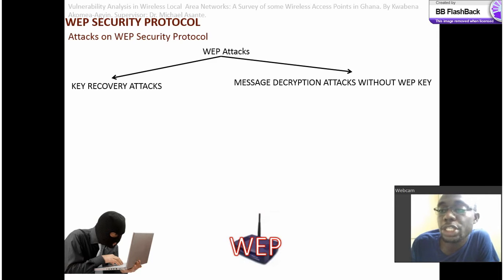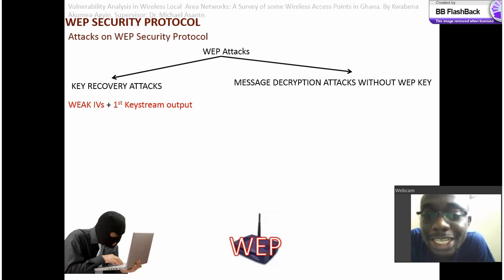Then we also have the message decryption attacks, which do not require the WEP key. For the key recovery attacks, it depends on you being able to capture these weak IVs, because most literature says that some of these weak IVs, which are used as seed to the RC4 algorithm, actually reveal some of these keys. Borisov also came out with a formula for computing and deriving these weak IVs. This formula has been incorporated into BackTrack 5, which we are going to use to do the crack.